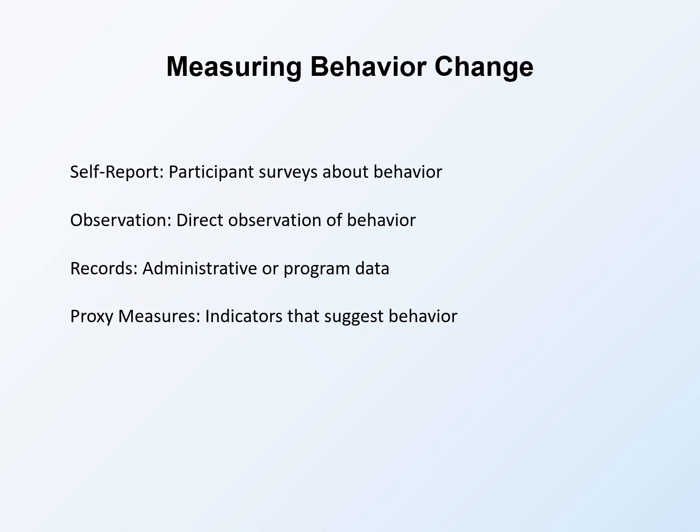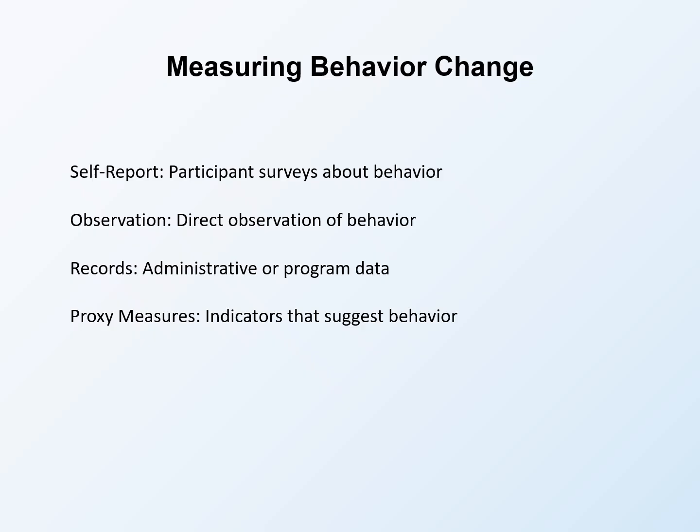Observation involves directly watching behavior occur in natural or structured settings. This approach is more accurate than self-report for capturing what actually happens, but is expensive and often impractical to implement at scale. Some behaviors cannot be ethically or feasibly observed, particularly private behaviors.